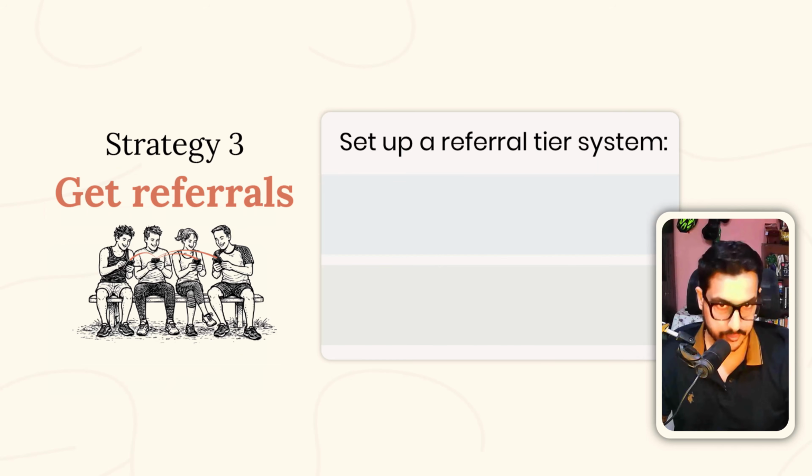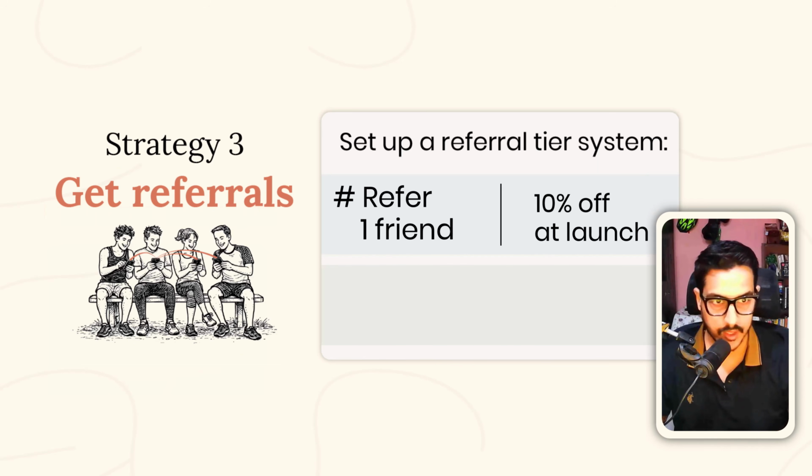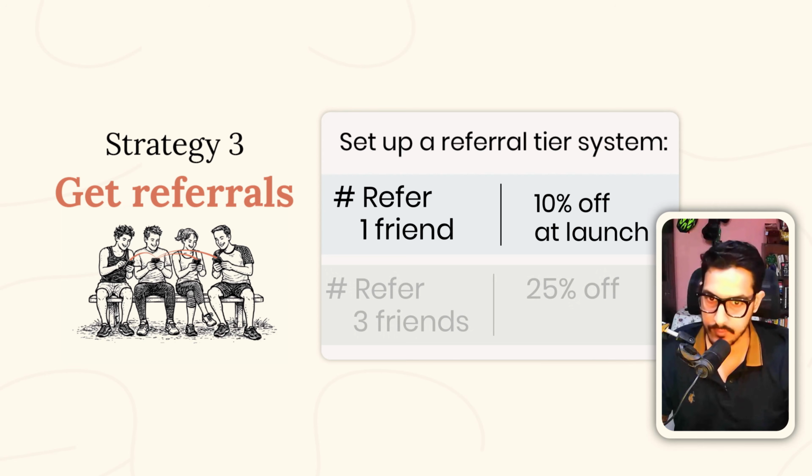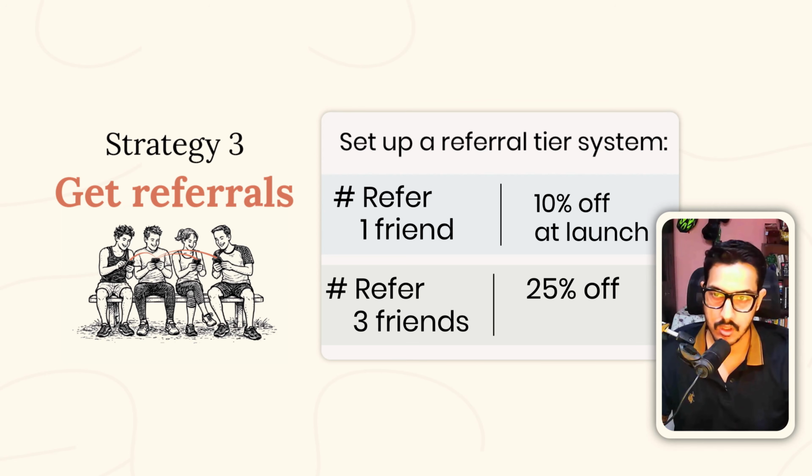The third strategy, referrals. Runners have other runner friends. So refer one friend, you get 10% off at the launch. Refer three friends, you get 25% off. So all of this helps. These are some brilliant strategies that would take months, if not weeks, to come up with.